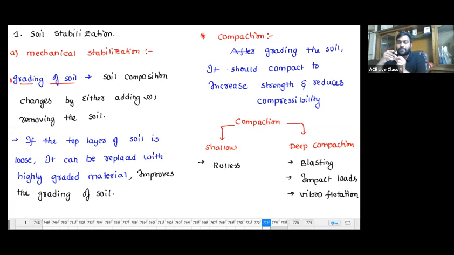In the case of mechanical stabilization, I'm telling you again, we have to know what our main aim is. In mechanical stabilization, I am not adding any other chemical. I'm just adding or removing soil, and I'll improve the grading. Once the grading is improved, you simply compact it to increase the strength and reduce the permeability. So this is about the mechanical stabilization.